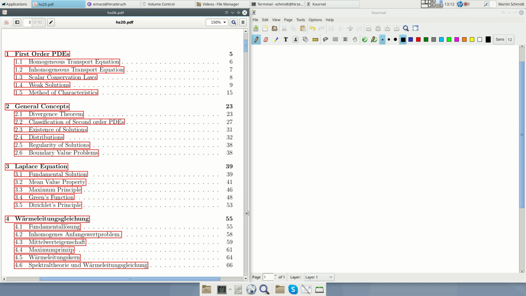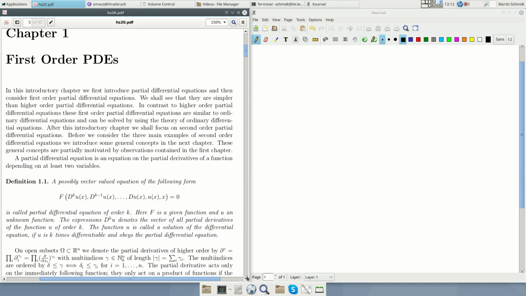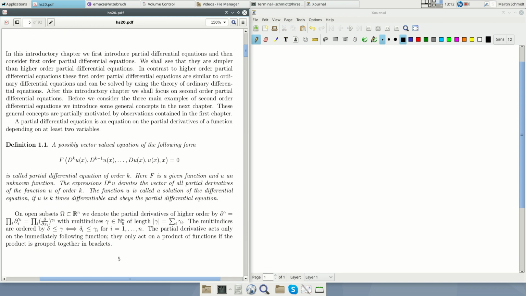Okay, so this is the total program. So let's start now with chapter 1. But before we really start with first order PDEs, we first define what a PDE is. And here we have written a general PDE. Okay, so what does PDE mean? It's an equation in which we insert the values of a function and its derivatives.